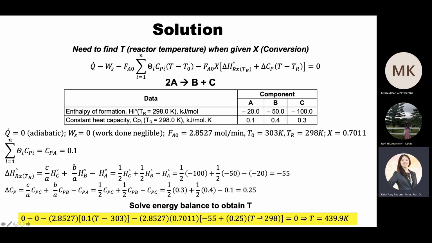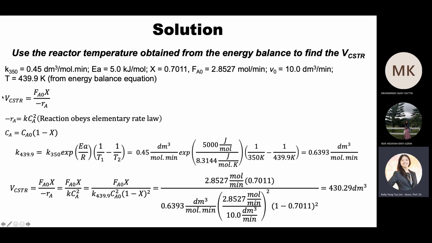Dia jadi masalah bila ada T, ada X dan tak boleh. Kalau satu equation, satu je unknown. If you solve this, you will get the temperature 439.9. Okay, so temperature dah solve, tapi belum siap lagi sebab dia suruh kita cari volume reactor. Okay, so volume reactor, kamu tahu CSTR dia sama dengan FA0 per minus R, FA0X per minus RA. Dia kata obeys elementary rate law. So rate law dia minus RA KCA square.